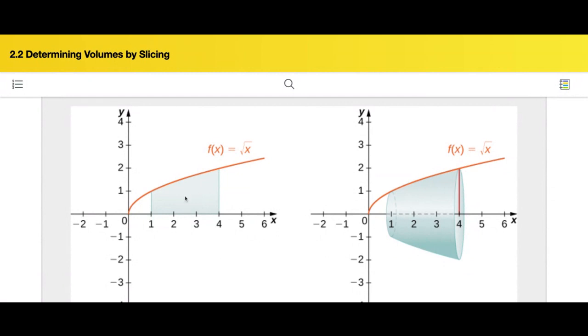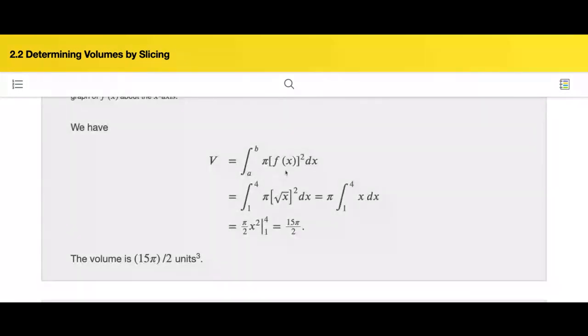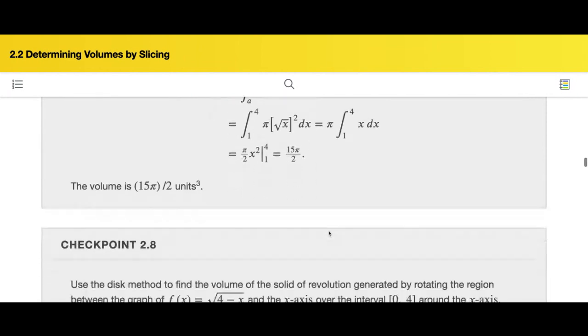So when we rotate over the x-axis, we get this 3D object. We just do pi r squared, right? And r is just the function value f of x, squared. Then anti-differentiate, and the rest is just calculation. We get 15 over 2 pi cubic units, right? A 3-dimensional quantity again.